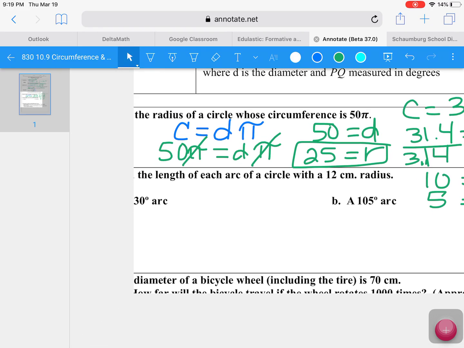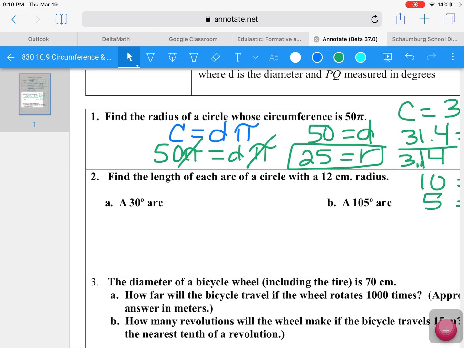Alright, so now let's try to find the length of these arcs. Okay, so it says find the length of each arc of a circle with a 12 centimeter radius. So we're going to keep that in mind.